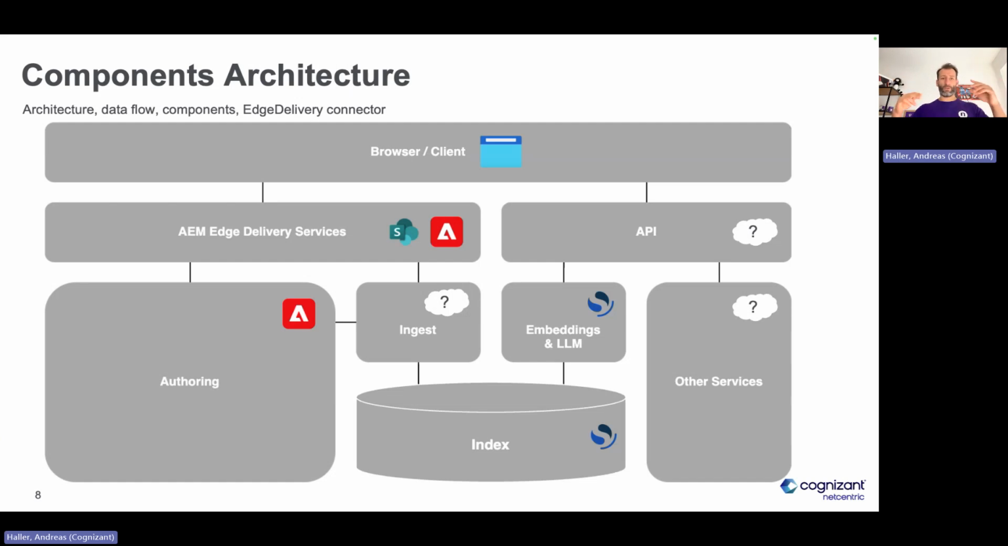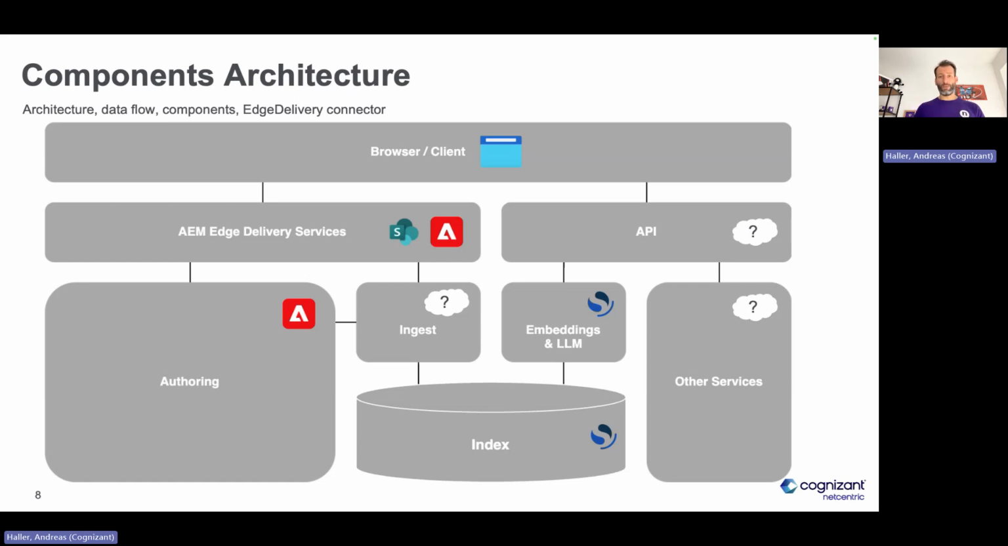So we have the browser obviously doing the request. We have this standardized edge delivery services backend where the content is coming from. We have the authoring behind. And so this is the typical stack you get out of the box from the product. But then we have some extension points implemented here.